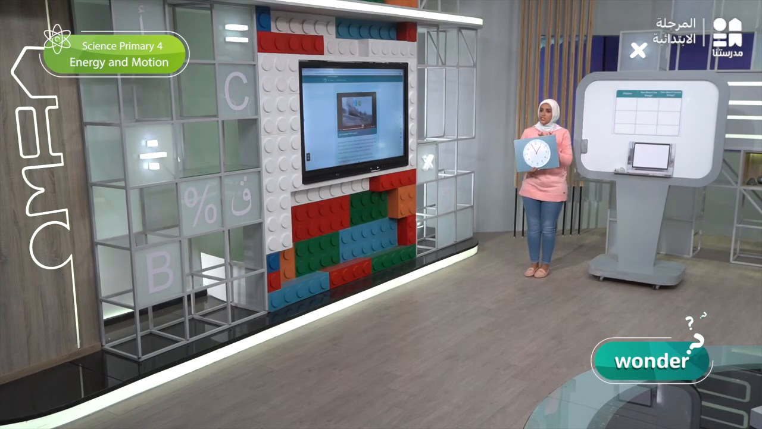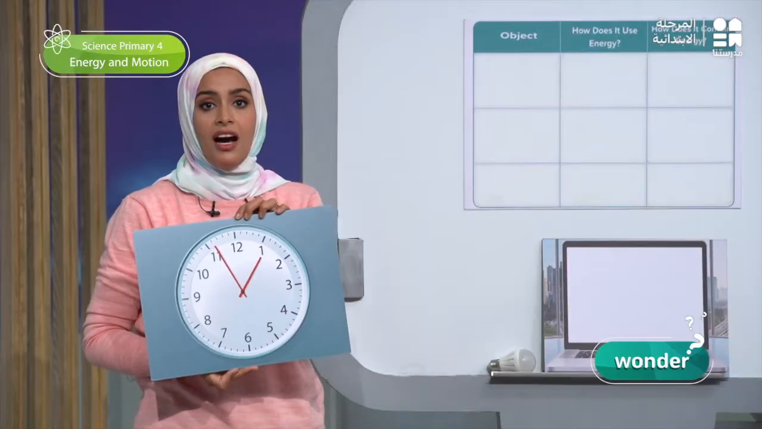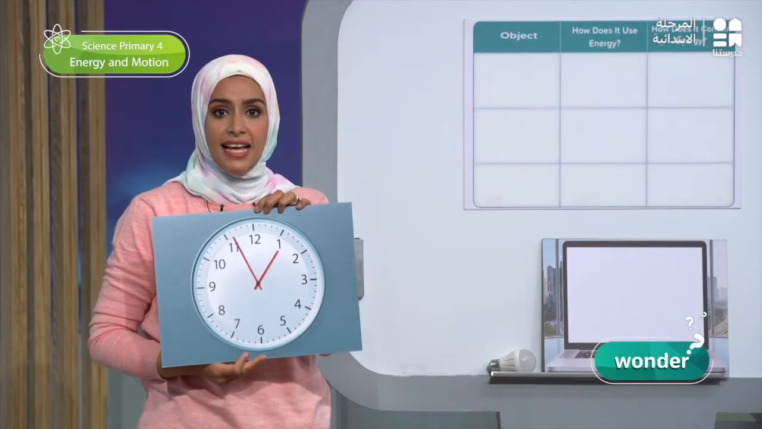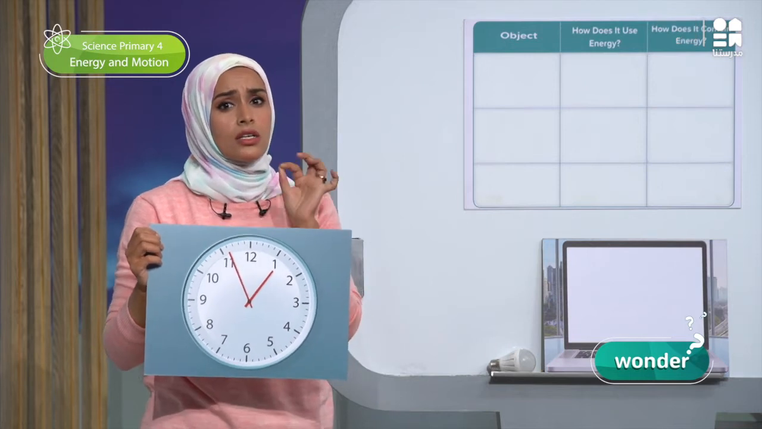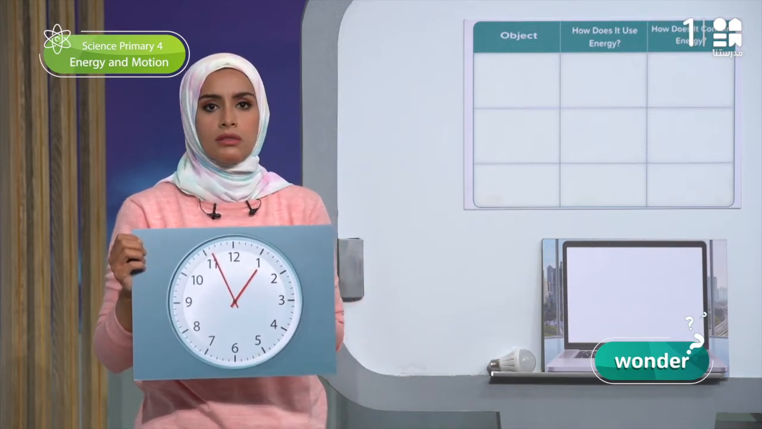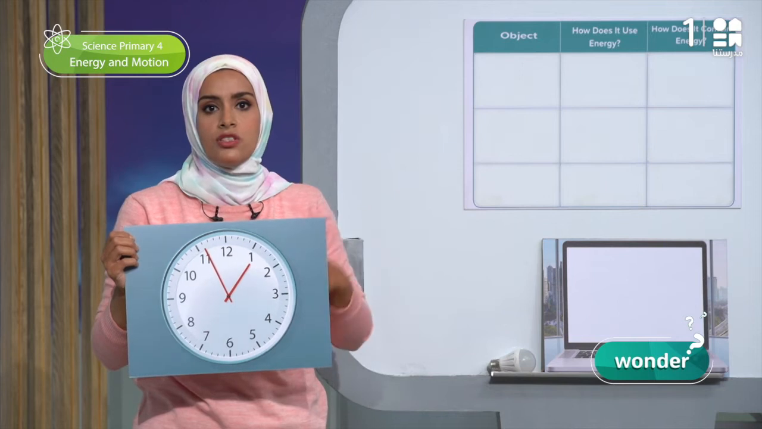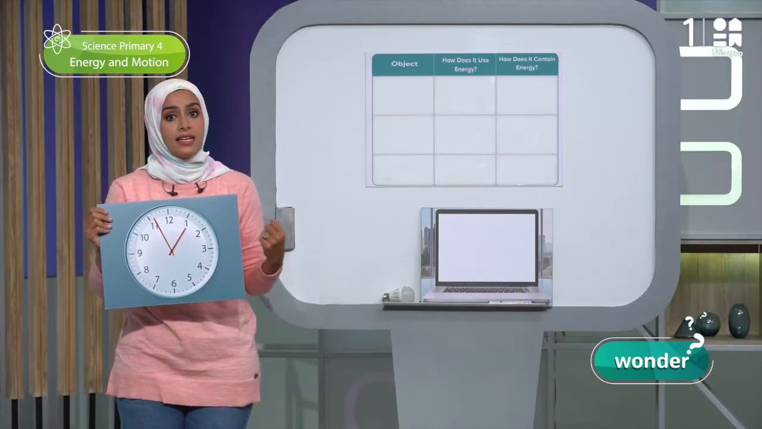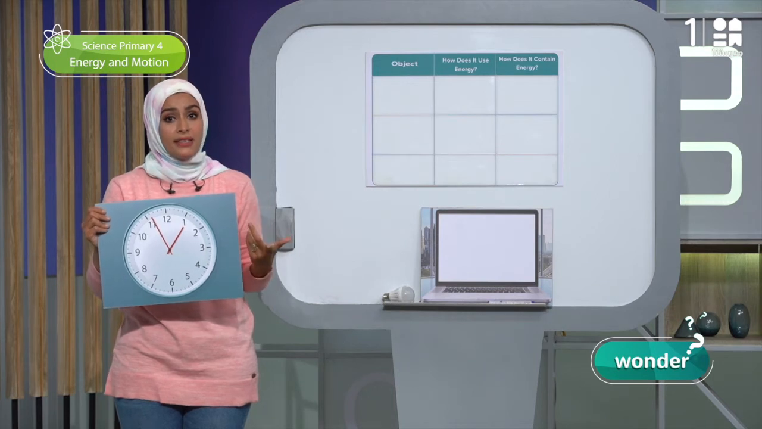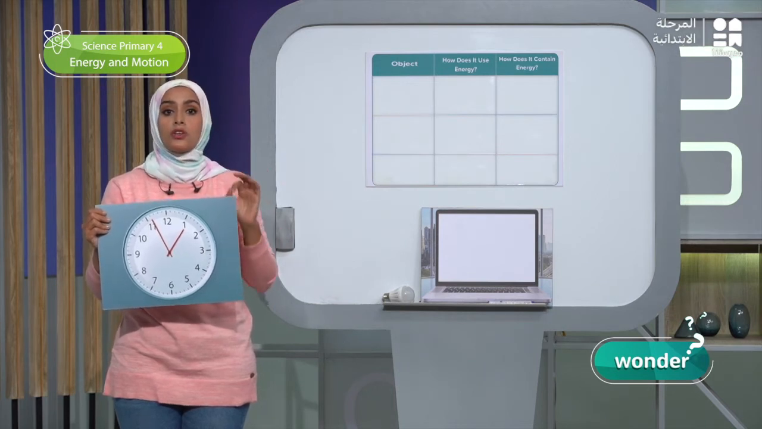The first picture is the picture of the clock. I found that the clock seconds hand moves. So I concluded that this clock uses energy. So how does the clock get its energy? Did you see before that there are batteries inside the clock? Such batteries give energy to the clock to work.